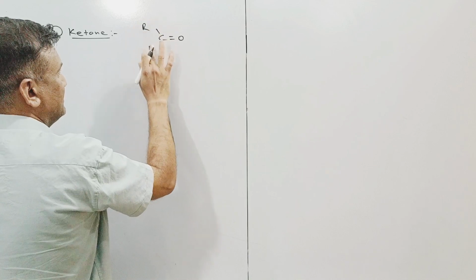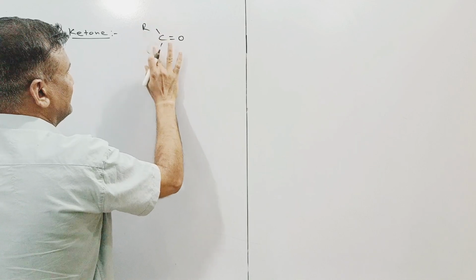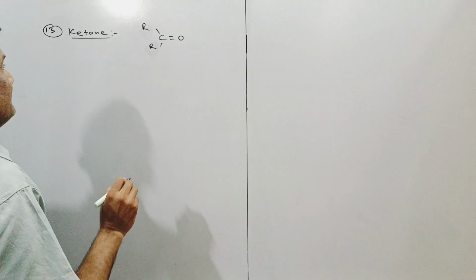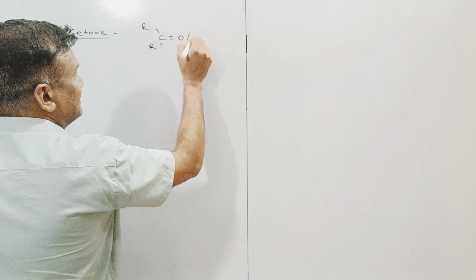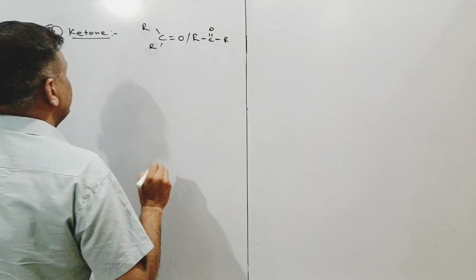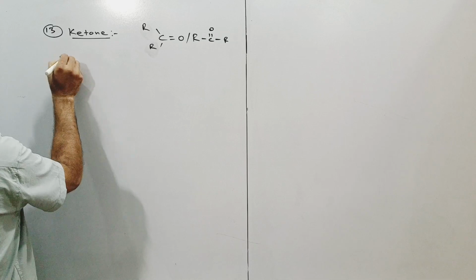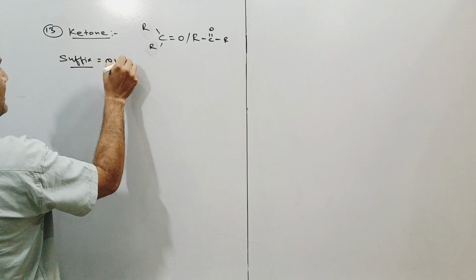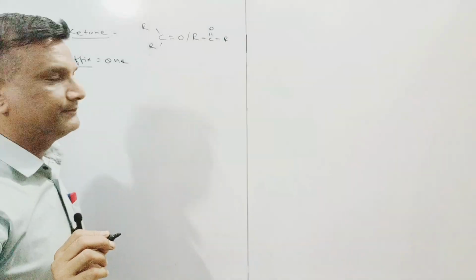So this is the R and R at the free valency of the carbon atom. Another way to represent it is RCOR. If we go with the suffix, then the suffix for ketone will be "-one".